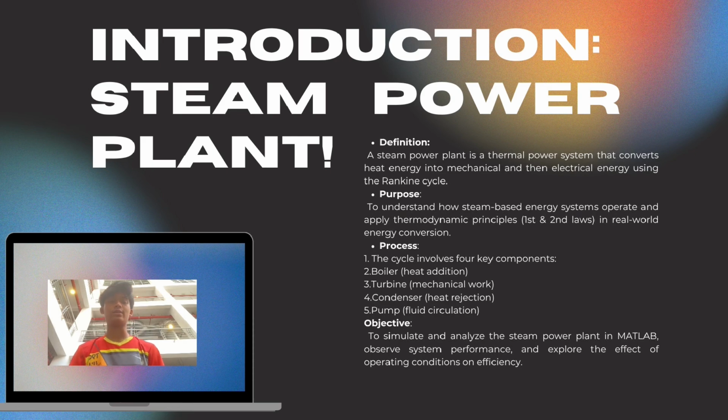There are 5 processes involved in this steam power plant. First, boiler heat addition. Third, turbine mechanical work, and the other ones are condenser heat rejection and pump fluid circulation. And our objective for this project is to simulate and analyze the steam power plant in MATLAB, observe system performance, and explore the effect of operating conditions on efficiency.